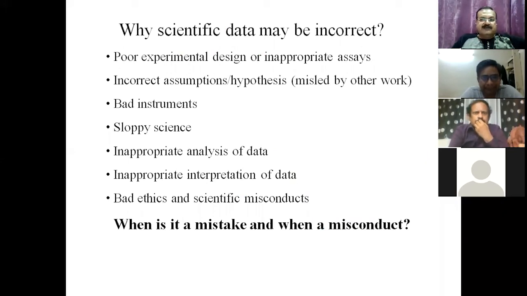Now, there are various reasons why data may be incorrect. If you have a wrong design or an inappropriate assay, your data could be wrong. If your hypothesis is wrong, which is often based on other people's work, and if their work was wrong, then your work is also liable to be wrong. Bad instruments is one of the commonest things. It is just like your bathroom weighing scale. If your weighing scale is +5, then everything measured on that will be +5. So if your instrument is not measuring accurately, all measurements made by that instrument will be wrong.